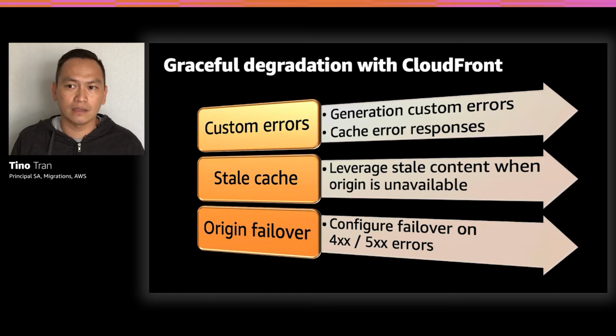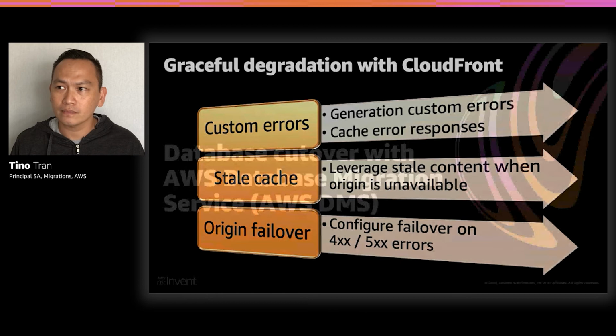And then the last thing you can think about is origin failover. If you have different endpoints, you can configure the CDN to retry against the second endpoint should the first one fail, right? So these are techniques that you can use to mitigate some of the issues that you could have during a cutover that you should keep in mind.